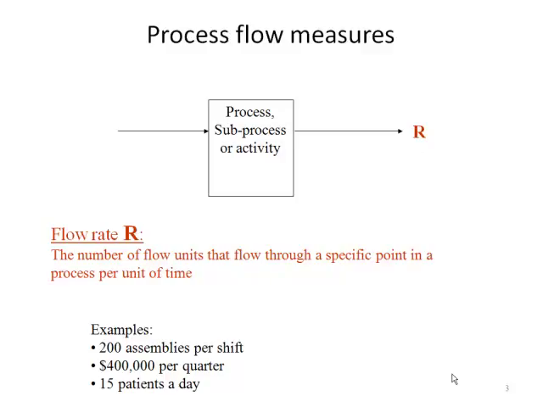I could be a business where I say I have revenues of $400,000 per quarter. Literally, that much revenue passes through the business per quarter. I could also be a clinic that serves 15 patients a day. So you see here there's an element of time. How many flow units, whether it's dollars, material, people, whatever, flow through the process per unit of time? And that's flow rate R.